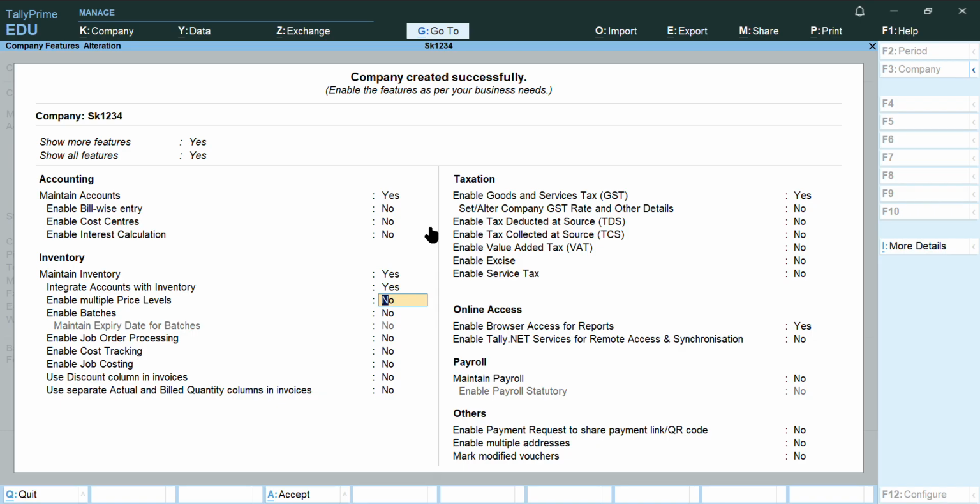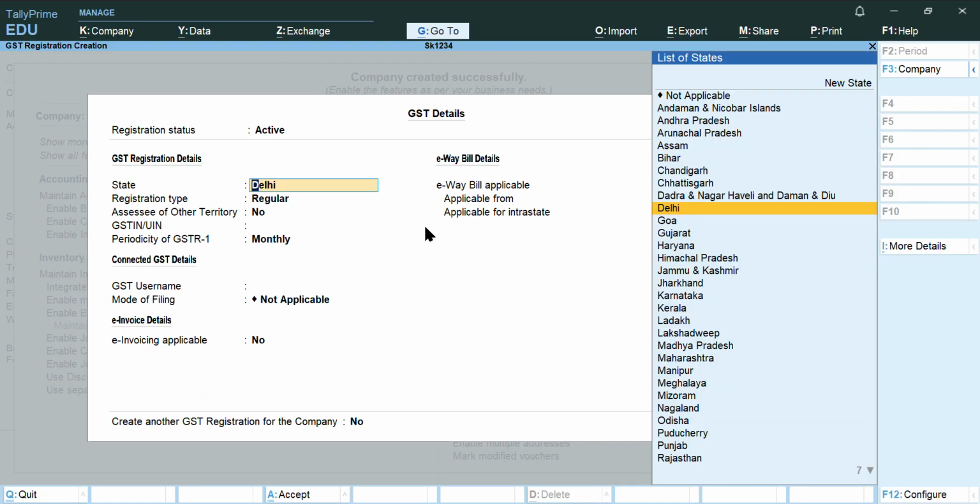Okay, now the rest is all no, we do not need batches or job order processing, etc. These are all complex issues involved in real life scenarios. Now, enable GST, yes. Set company details. Now, when we enable the GST, it asks us a lot of information.